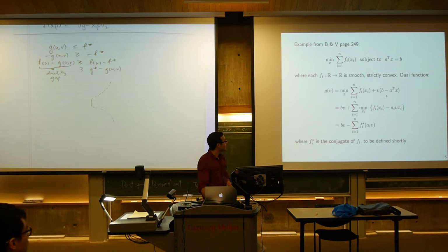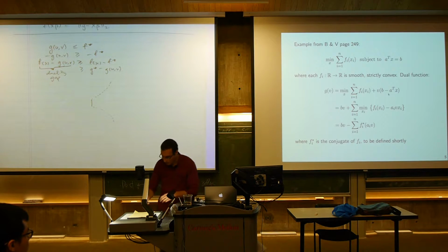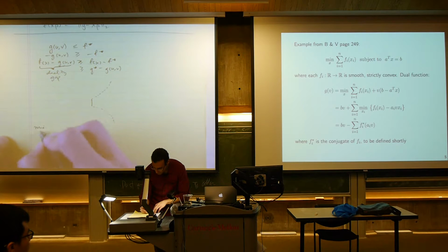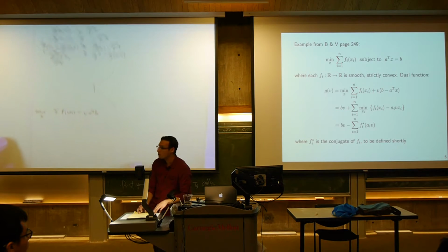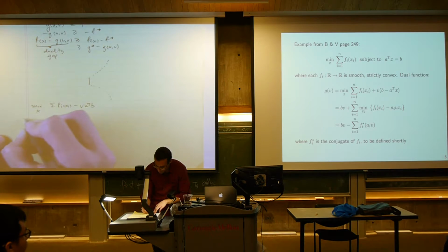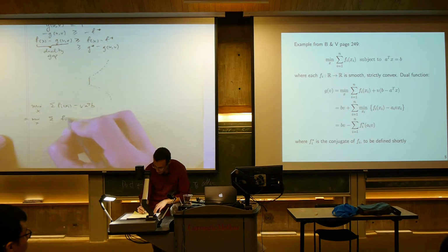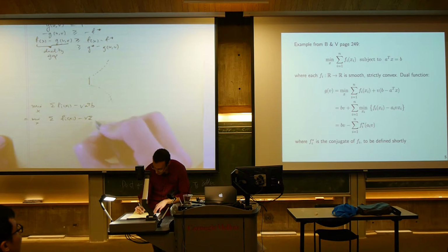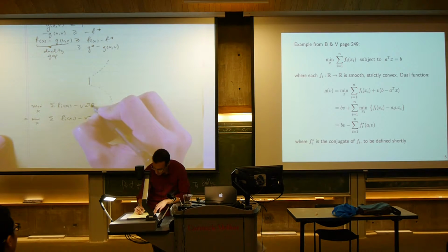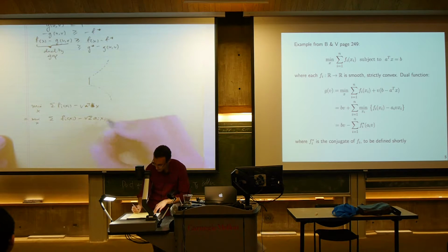Let's look at what we're doing now. We're minimizing over all x the sum of fi xi minus v times A transpose x. v is a scalar, it's our dual variable. That's the same thing as minimizing the sum of fi of xi minus v times the sum of ai xi. Sorry, I wrote b, it's supposed to be x: A transpose x, which is the sum of ai xi.